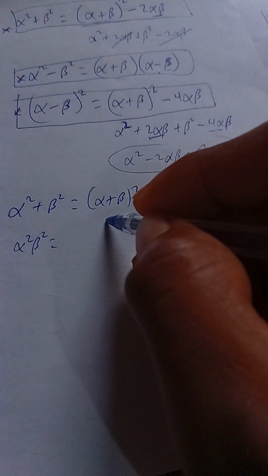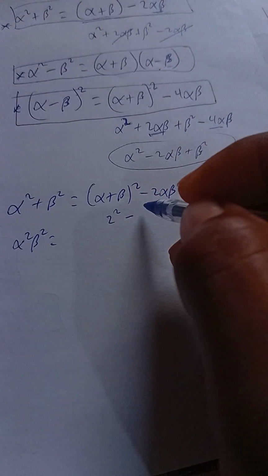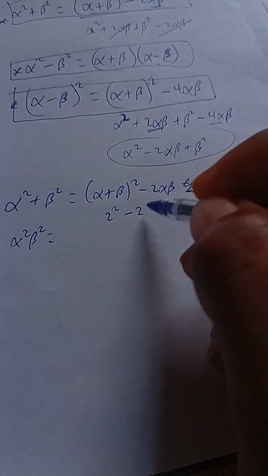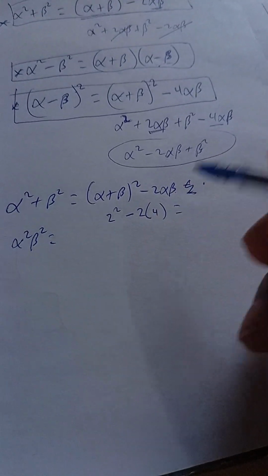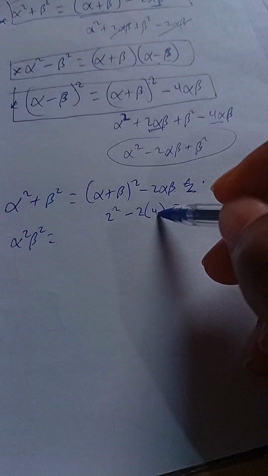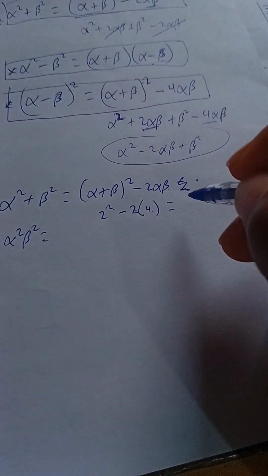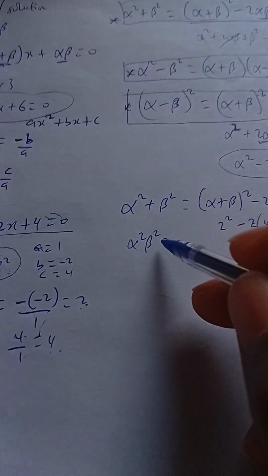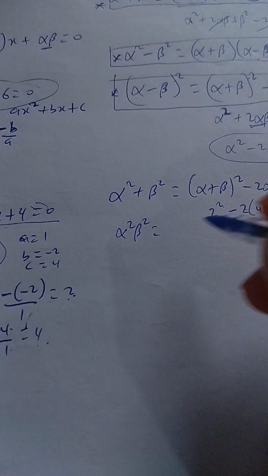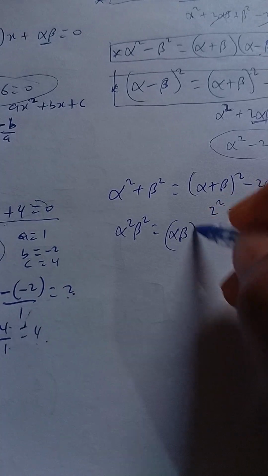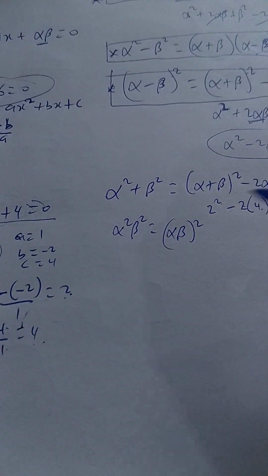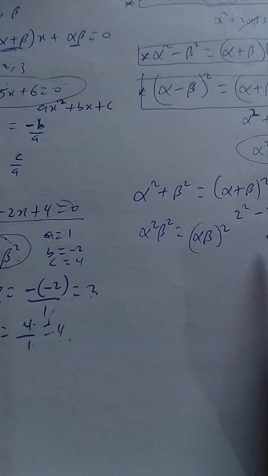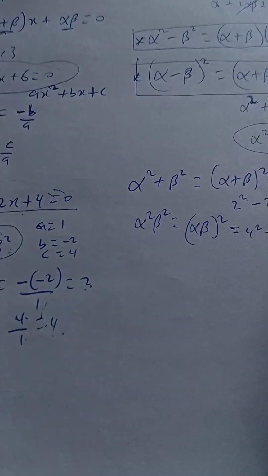So this will give us, let me write it down here, 2 squared minus 2ab. So 2 multiplying 4. So 2 squared is 4, 2 times 4 is 8. So we have 4 minus 8, so we get negative 4. And alpha squared beta squared is just the same as alpha beta all together squared. So alpha beta here gives us 4. So we have 4 squared, which is 16.